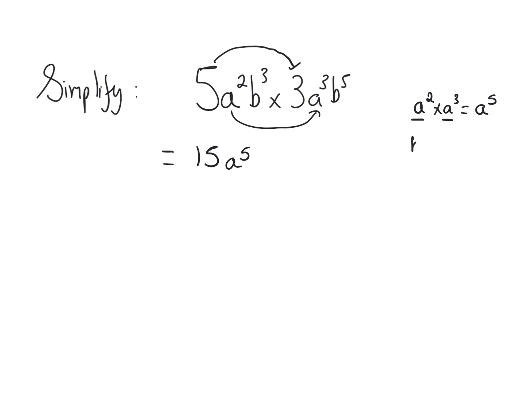And then I'm going to do the same thing for my unknown number b. So I've got b cubed times b to the power of 5. Again, I have the same base number for 2 indices that are being multiplied together, so we can add the powers. So this is 15a to the power of 5, b to the power of 8.